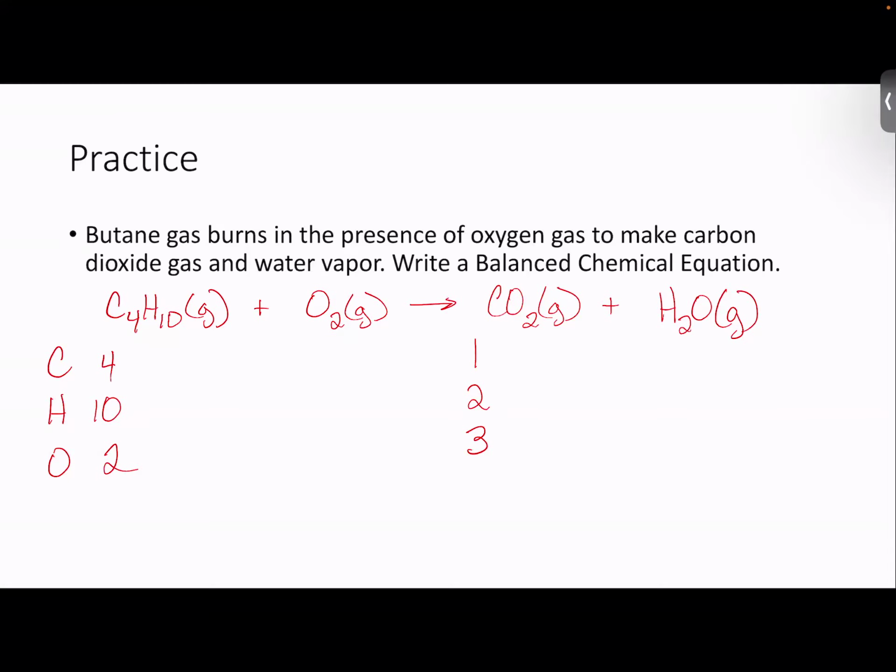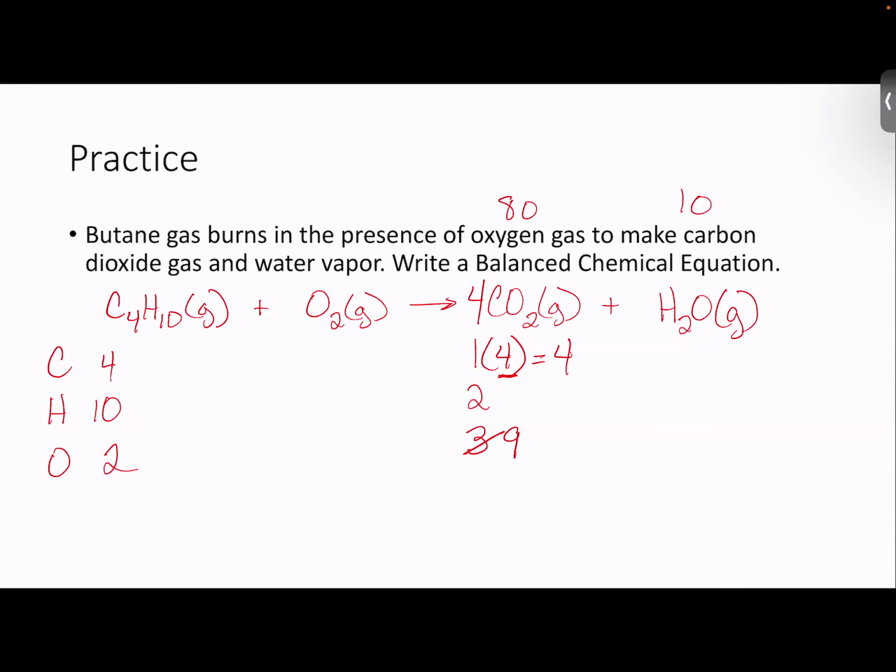We're going to balance out the carbon first. On the reactant side, I have 4 carbon. On the product side, I have 1. To get 4 on the product side, I've got to multiply it by 4. Whatever I multiply by becomes the coefficient. In giving me 4 carbons, I wound up with 8 oxygens from the carbon dioxide and 1 oxygen from the water. So I now have 9 oxygens on the product side.